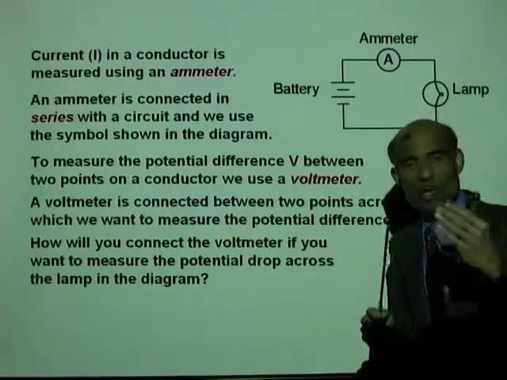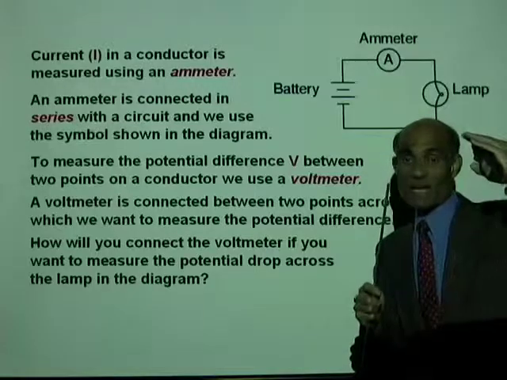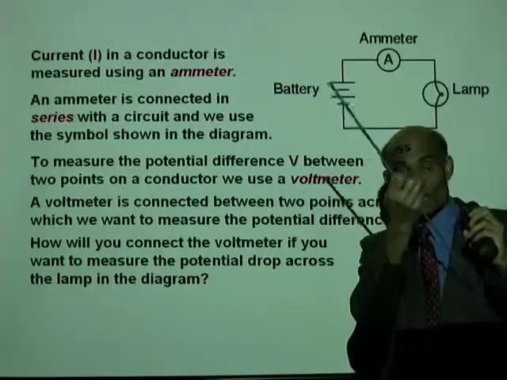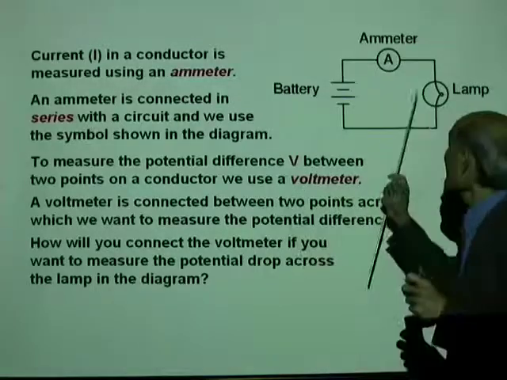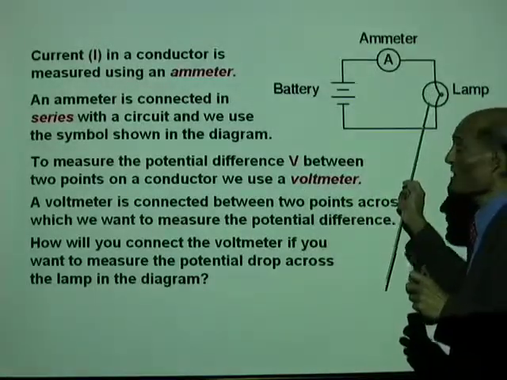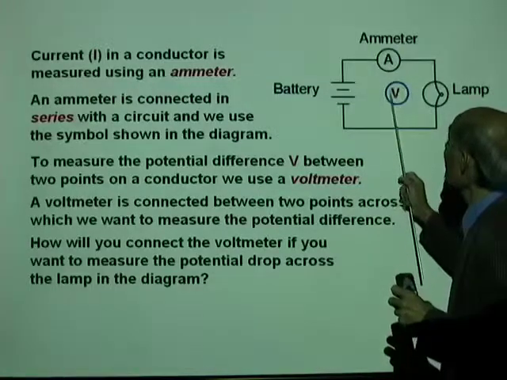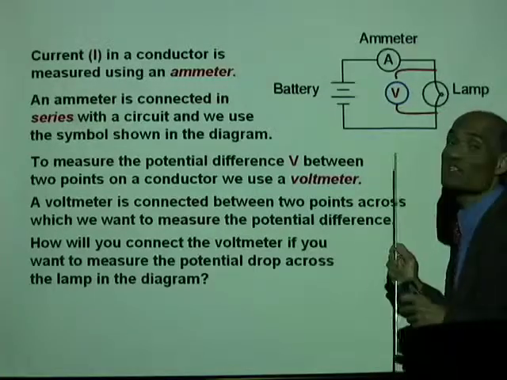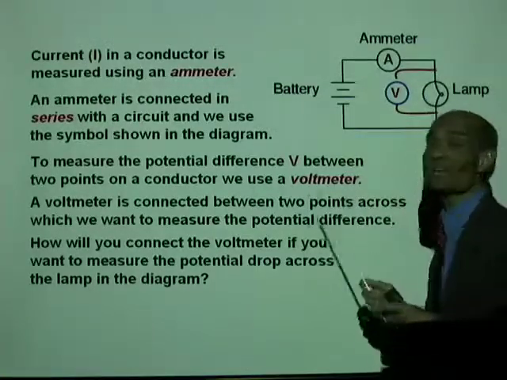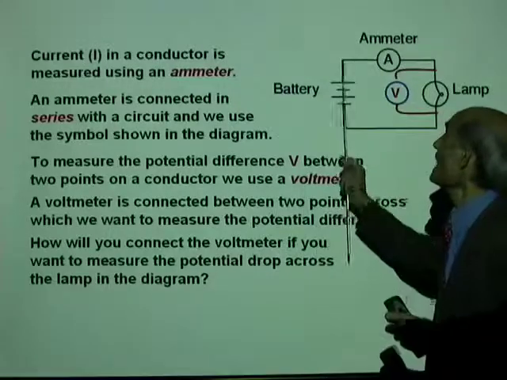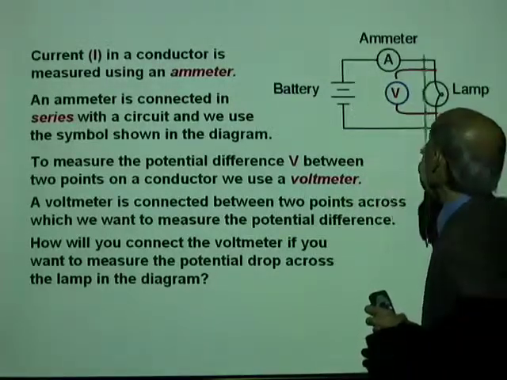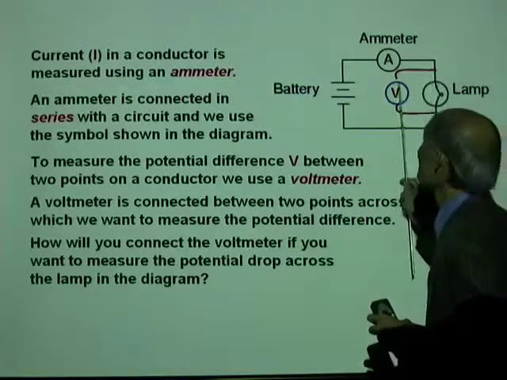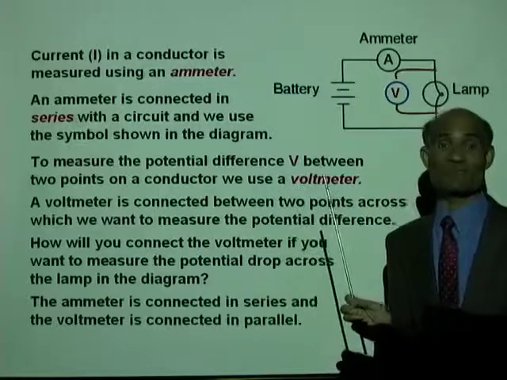We want to measure the potential difference or potential drop. Now, does it make sense to call it a potential drop? One end is a high potential point, the other end is a low potential point. There is a potential drop along the length of the filament. How will you measure it? Now this is the voltmeter. You connect it between the two ends of the conductor, and this is a parallel connection. An ammeter is connected in series and the voltmeter is connected parallel to the conductor.